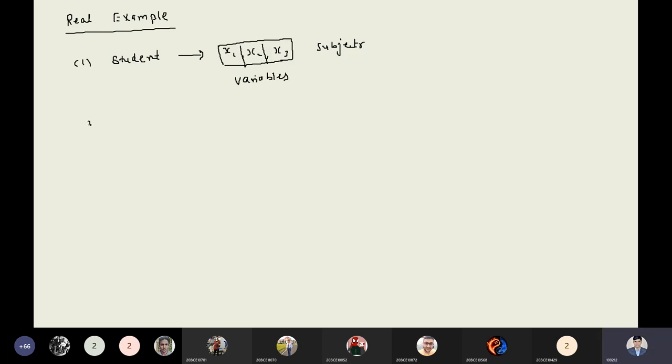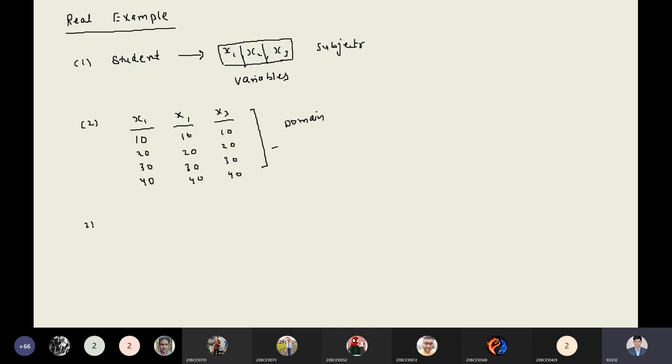And the next point I can take. The X1 can range from 10 marks to 40 marks. I'm just taking a random example for understanding this topic only. And X3. So as per the definition, this is known as the domain.